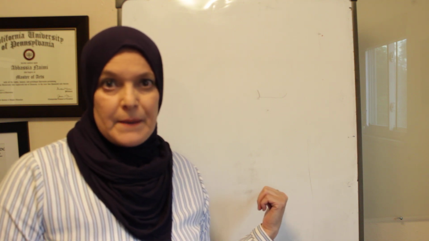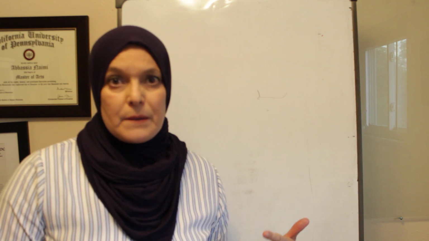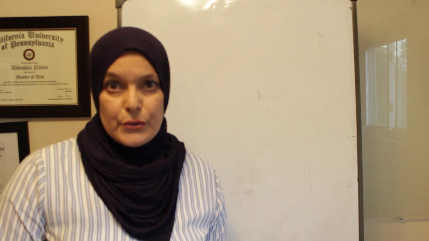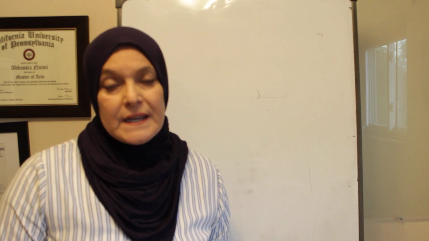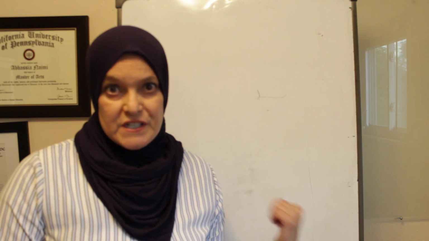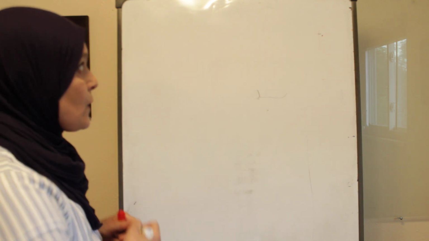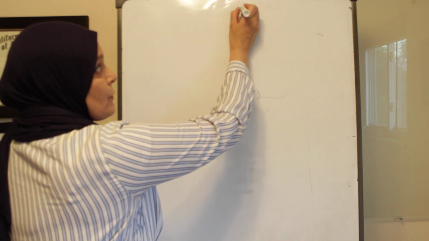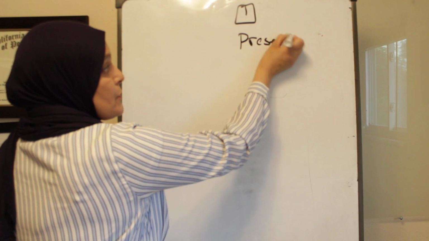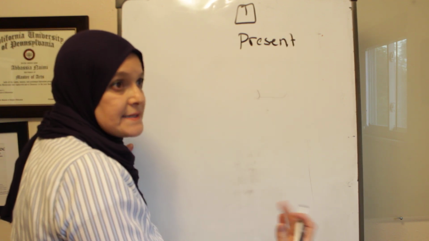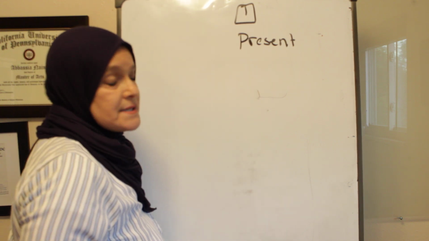For the first one, I'm going to do the present tense for the personal pronouns I, you, and he and she. So we are going to cover only the present tense for these personal pronouns. So follow me. Remember, number one, we did the present tense, number two, we did the past tense, and number three is the future. Now let's focus on number one, which is the present tense.